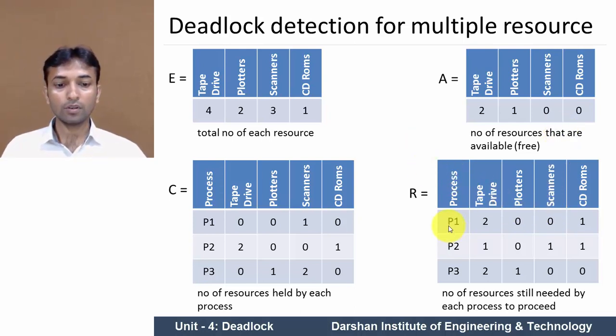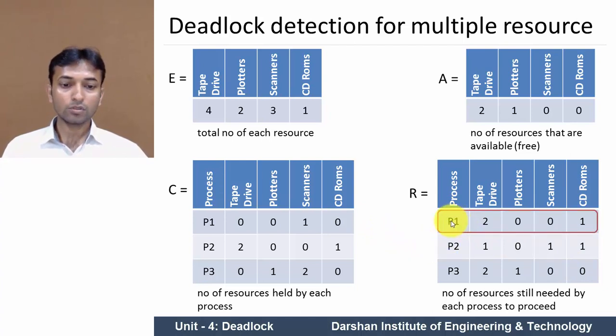So process P1 still requires 2 tape drives, 0 plotters, 0 scanners and 1 CD-ROM to proceed. Process P2 requires 1 tape drive, 0 plotters, 1 scanner and 1 CD-ROM to proceed. In the same way process P3 requires 2 tape drives, 1 plotter, 0 scanners and 0 CD-ROM to proceed. Now let us execute each and every process one by one.